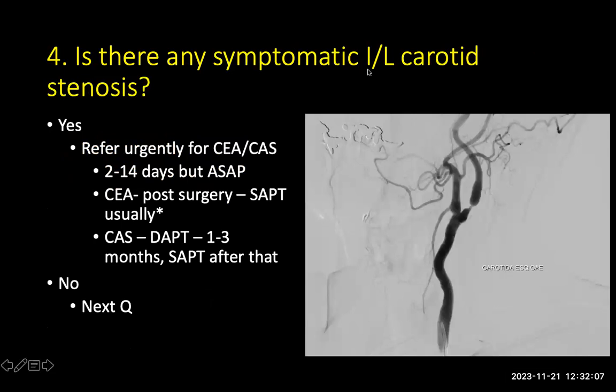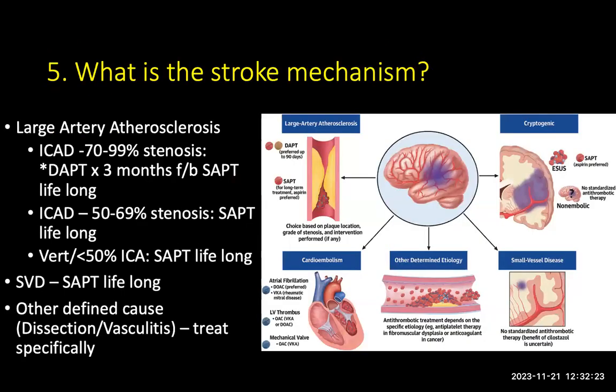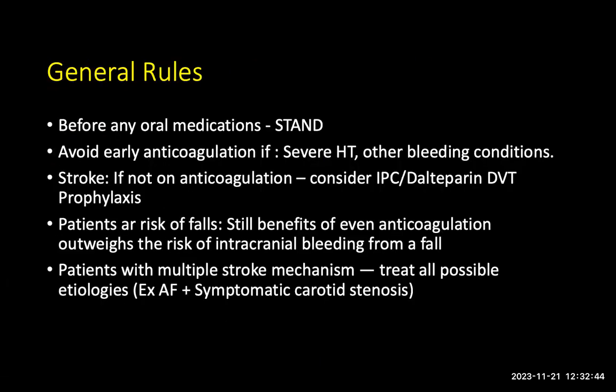And then again, we look for any symptomatic ipsilateral carotid stenosis. If you have high-grade carotid stenosis, you will refer these patients urgently for carotid endarterectomy or carotid artery stenting, depending on various factors. And then again, you look at the same thing: what is the stroke mechanism? Is it large artery atherosclerosis from intracranial atherosclerotic disease, or small vessel disease, or a cardioembolic stroke once your workup is complete, or any other determined etiology, or is it cryptogenic? And you decide your antiplatelet therapy based on that.